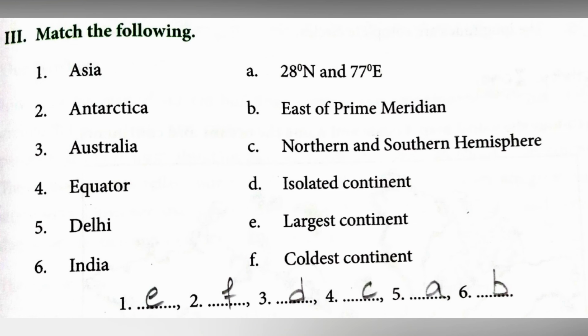Fifth one, 0 degree longitude is called Greenwich. Third section, match the following. Asia, largest continent. Second one, Antarctica, coldest continent. Third one, Australia, isolated continent. Fourth one, equator, northern and southern hemisphere. Fifth one, Delhi, 28 degrees north and 77 degrees east. Sixth one, India, east of prime meridian.